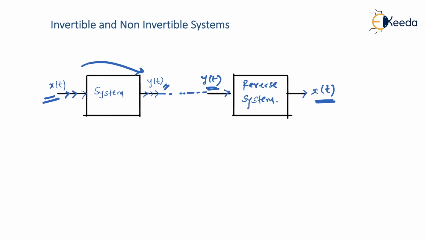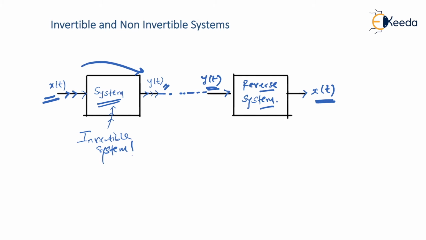If we are able to make such a system, called a reverse system, so as to get the same x of t which produced y of t earlier, then such systems are called invertible systems. So this system is called an invertible system, because for this system we can make some reverse system. Okay, it is not possible every time. Let me tell you, it is not at all possible every time. For a particular system, it is quite difficult to make the reverse system.